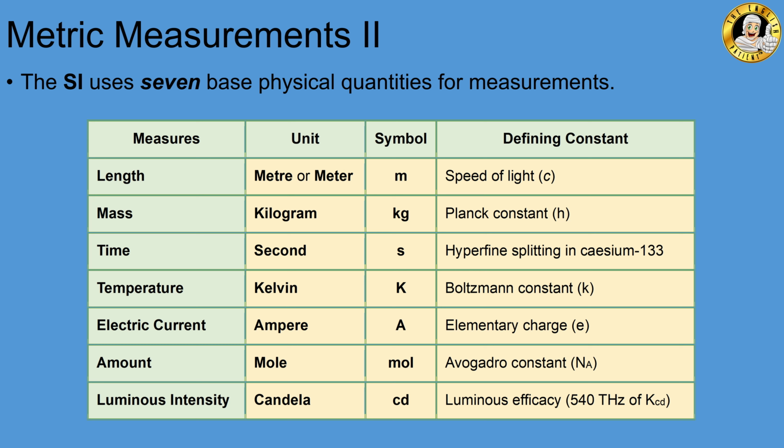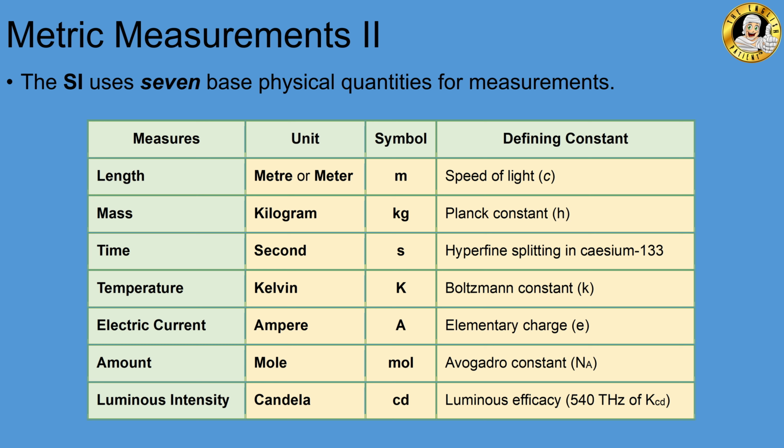For mass, the base unit is the kilogram, and that's written in small case kg. The defining constant is the Planck constant. For time, the base unit is the second, and the symbol is small case s. And this is defined as the hyperfine splitting in cesium-133. For temperature, the base unit is Kelvin, and that's an uppercase or a large capital letter K. And the defining constant is the Boltzmann constant.